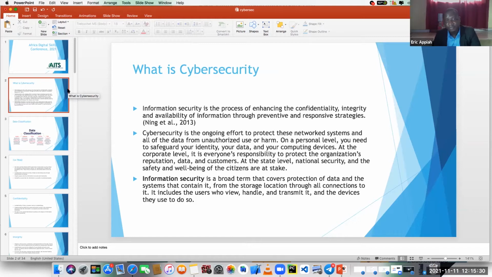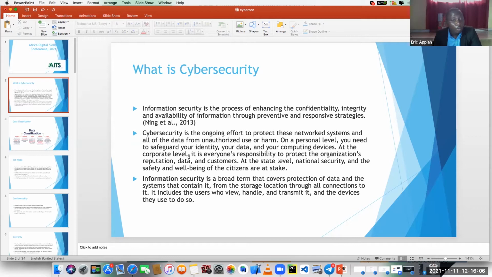According to NINC and others 2013, information security, another term for cybersecurity, is the process of enhancing the confidentiality, integrity, and availability of information through preventive and responsive strategy. I'm going to explain it. It's called the CIA triad: confidentiality, integrity, and availability.